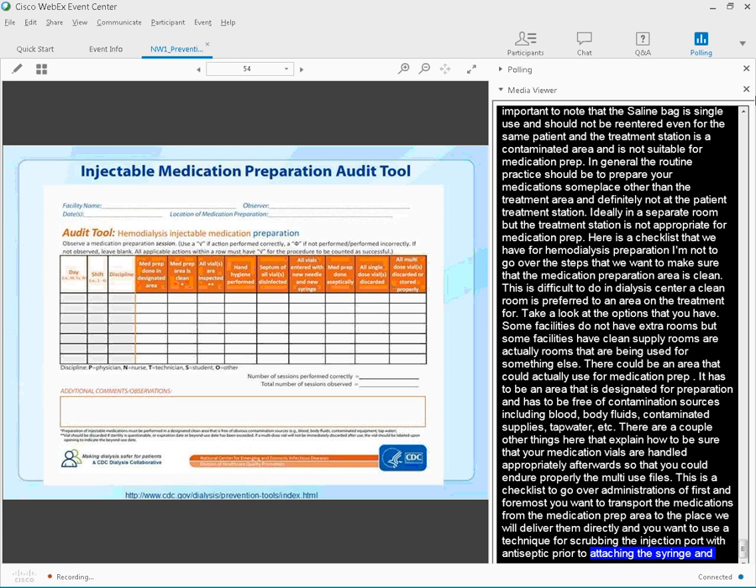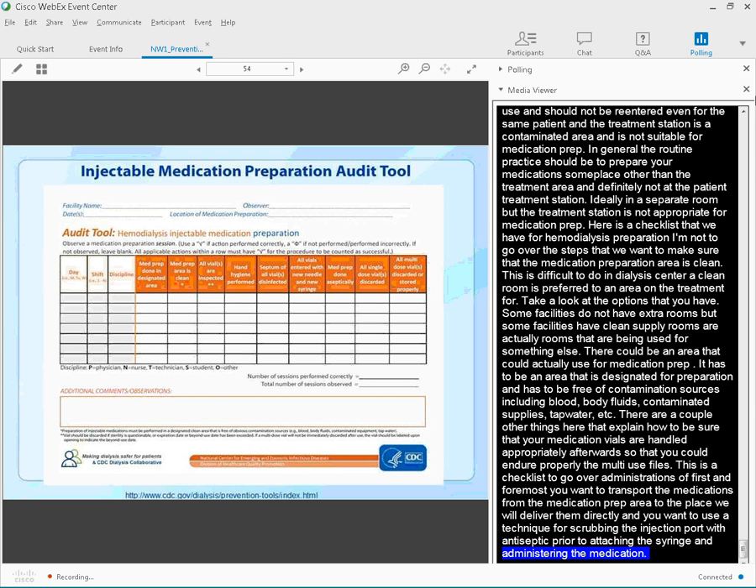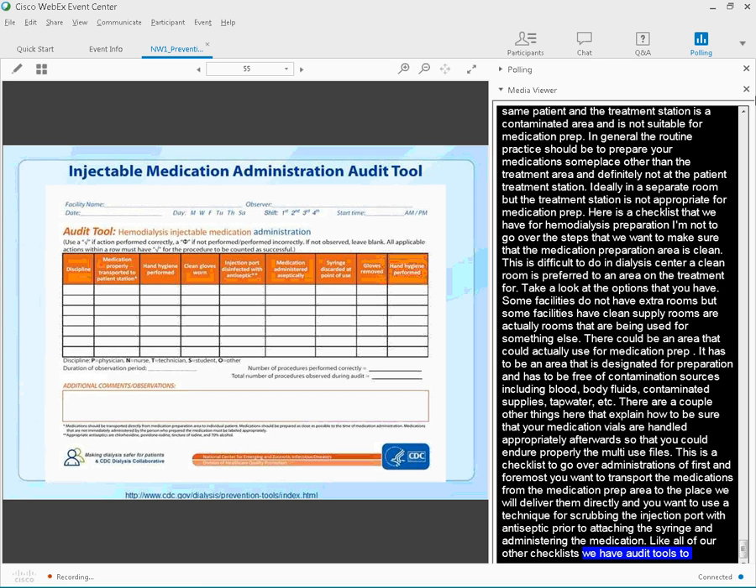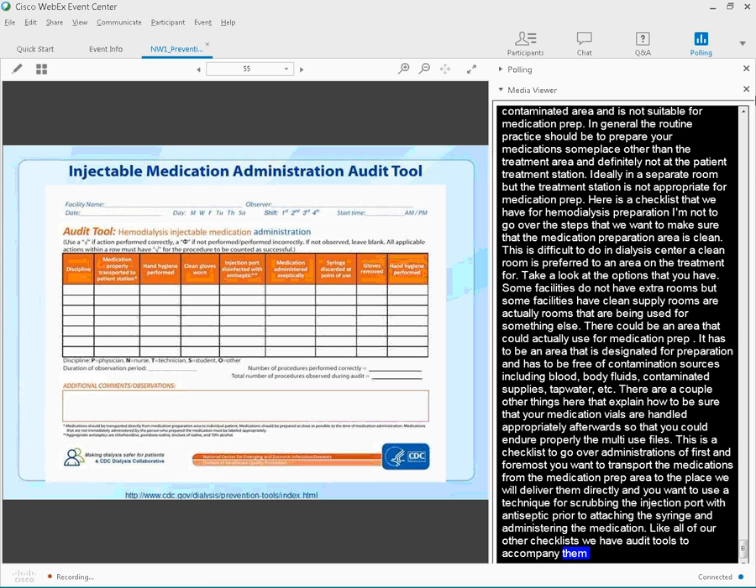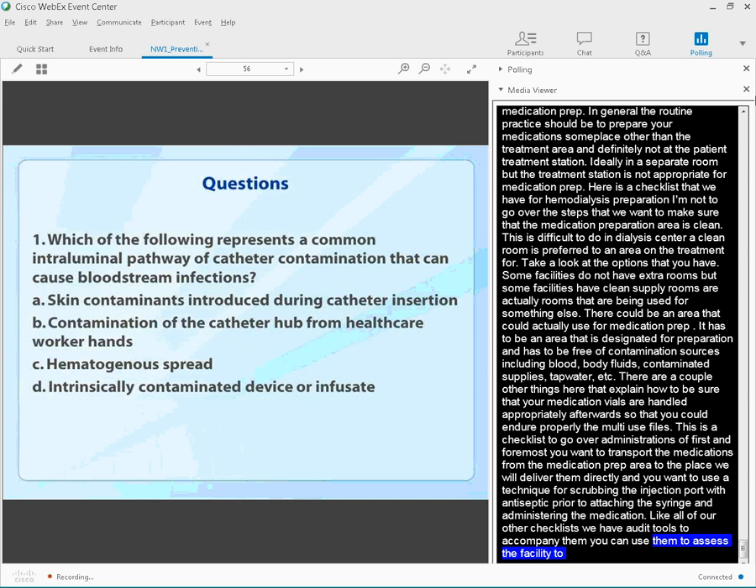Like all of our other checklists, we have audit tools to accompany those checklists. You can use these audit tools to assess staff in your facility to see how they're doing with their injectable medication preparation and injectable medication administration. And these are things that you can track in NHSN if you would like to.